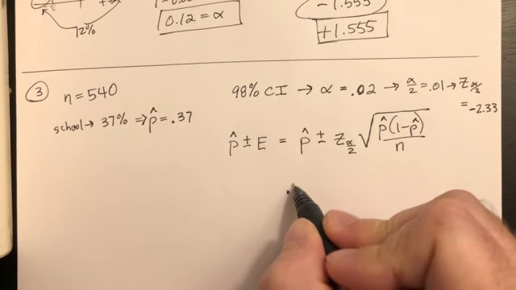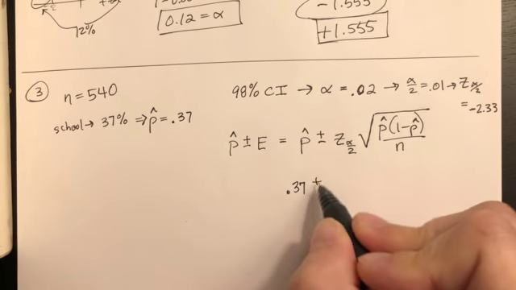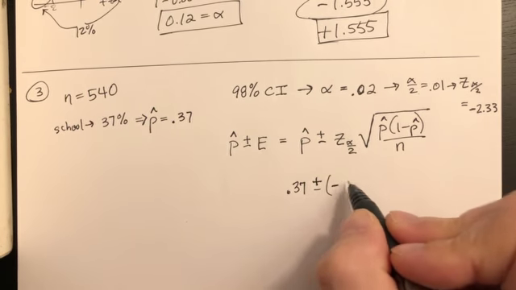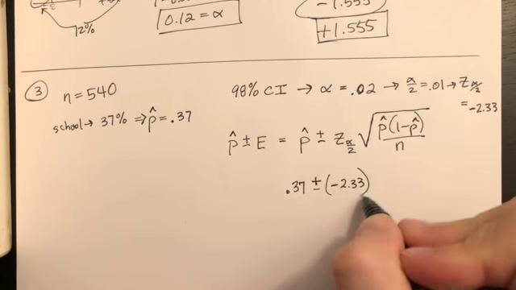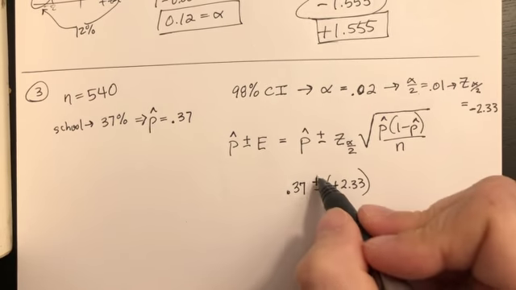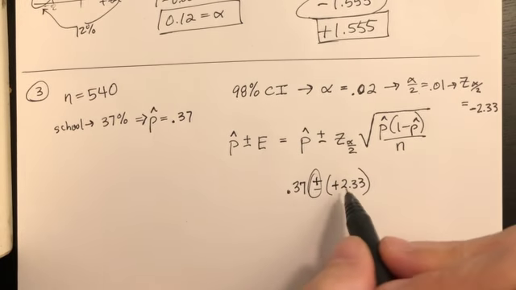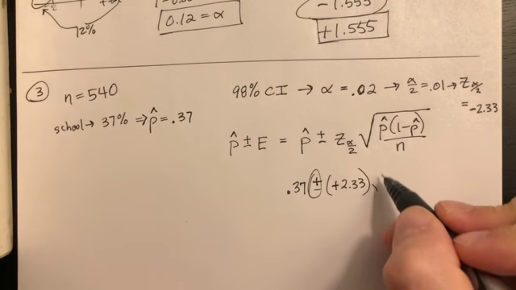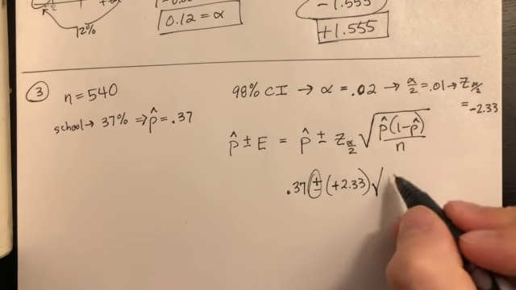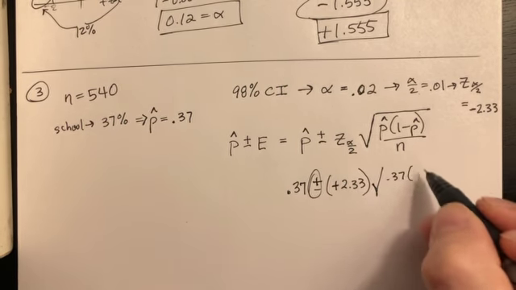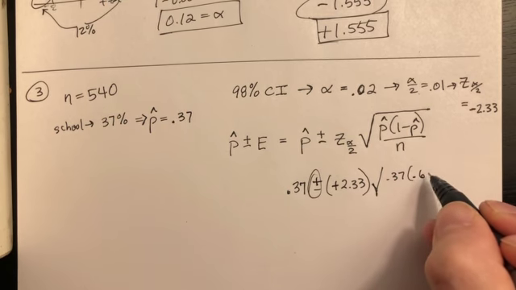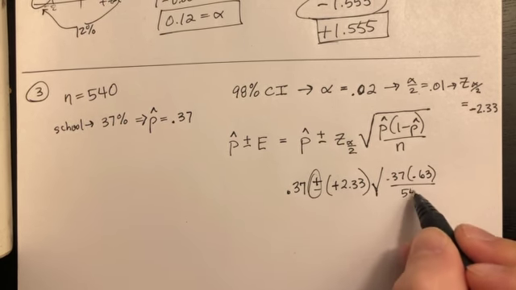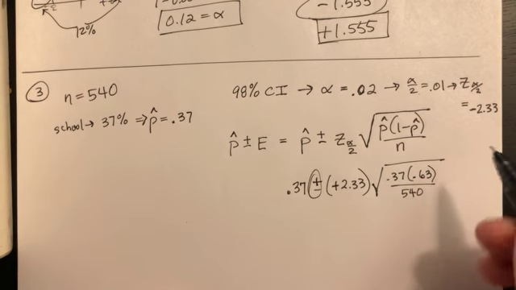My p hat is 0.37. My z alpha is negative 2.33, or positive 2.33. Remember what I said? Positive. It's because of this plus minus here. It's including it, so I don't need this negative anymore. All right. Square root, 0.37 times 1 minus 0.37, which is 0.63, right? And that's divided by 540, which is my n, right?